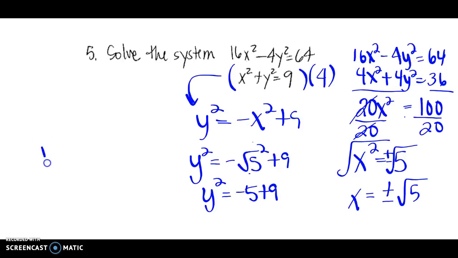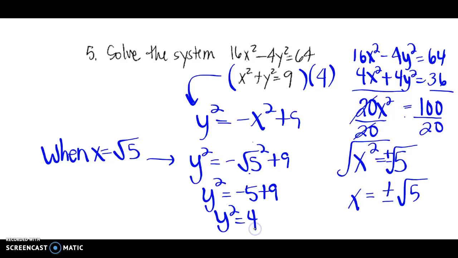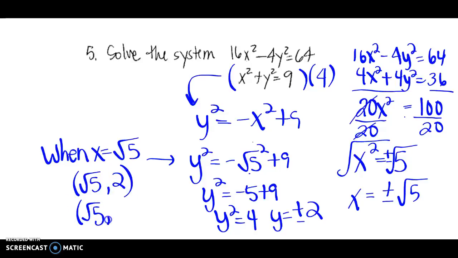So hold on a second. When x equals positive square root of 5, I put in a positive square root of 5, but I have that negative. So that's confusing. But then you get y squared equals 4, so what is y? Take the square root of both sides. What is y here? Plus or minus 2. So you have these 2 points: square root of 5, comma 2, and square root of 5, comma negative 2.